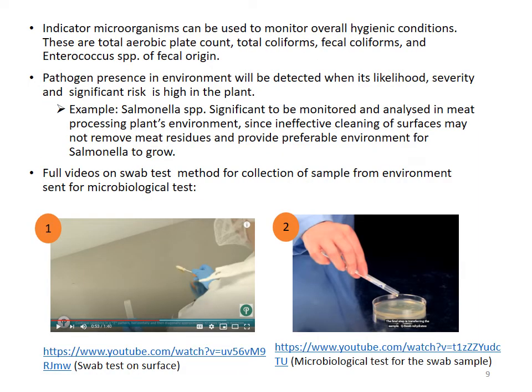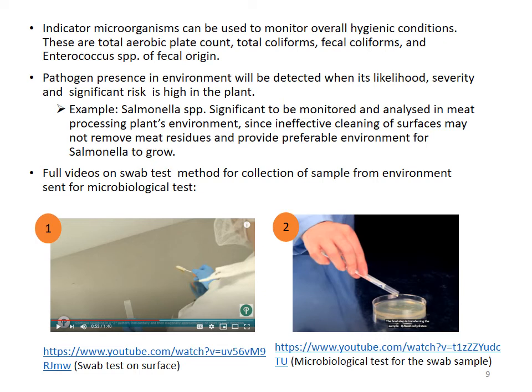Okay, indicator microorganisms are usually used to monitor the overall hygienic conditions. Okay, the pathogens are usually tested when the likelihood, the severity, and the significant risk is high in the plant, like how you have assessed in your HACCP. So for example, if you run a meat processing plant, okay, you know that salmonella is very relevant to your food processing. Okay, because salmonella loves meat. Okay, so you need to test for salmonella in the environment.